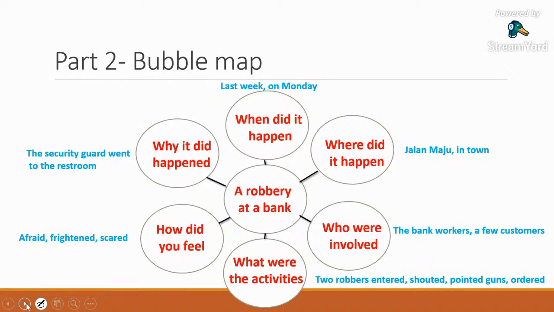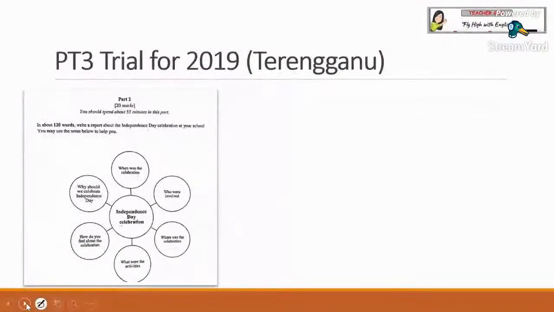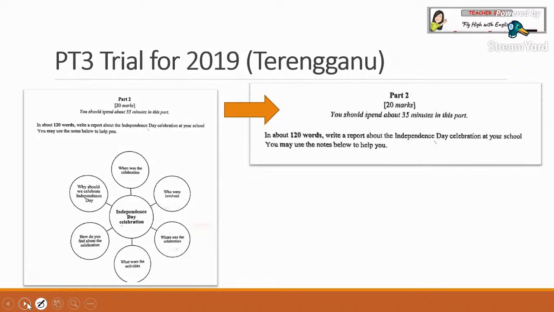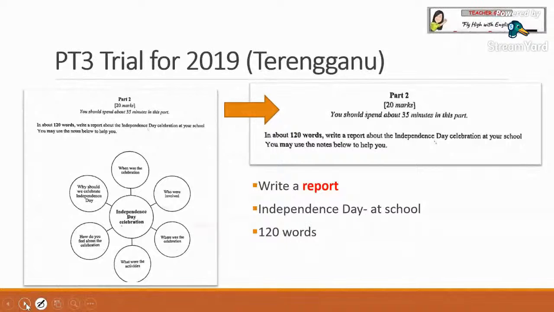Okay, can we continue? This is a question. This is a PT3 trial for 2019. It is the Terengganu paper. I enlarge it. Part 2, 20 marks. You should spend about 35 minutes in this part. In about 120 words, write a report about the Independence Day celebration at your school. You may use the notes below to help you. So write a report, and it is Independence Day, and remember it must be at your school. And then it is 120 words.